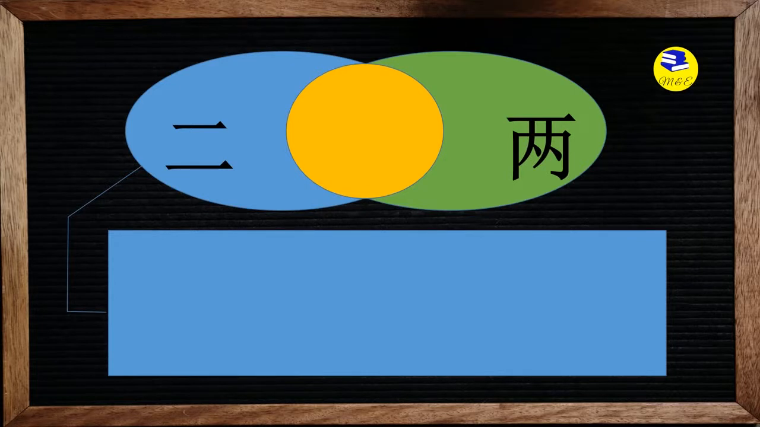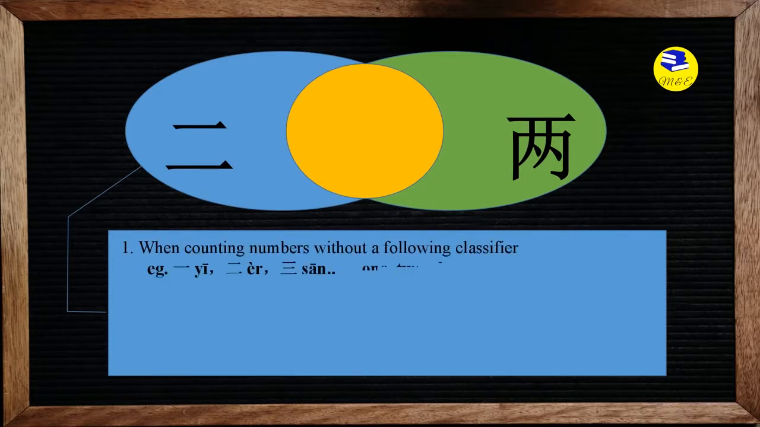Firstly, let's learn when we need to use 二. The first situation is counting numbers without a following classifier. For example, when you count the numbers 1, 2, 3, 4, 5, 6, 7, 8, blah, blah, blah, right? Then you will say 一、二、三 instead of 一、两、三, right? Only can use 二 here. So from this example, you can also see that 二 can be used in isolation, but 两 cannot.